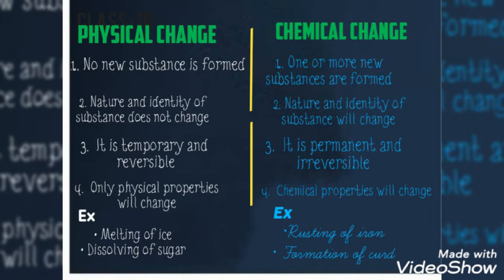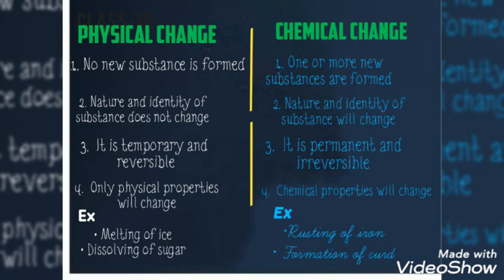Now chemical change. In chemical change, one or more new substances are formed. Nature and identity of substance will change. It is permanent and irreversible. Chemical properties will change. As we can see in formation of curd, it's permanent and irreversible. Chemical properties change. Nature and identity changed. So here we get the difference between physical and chemical change.